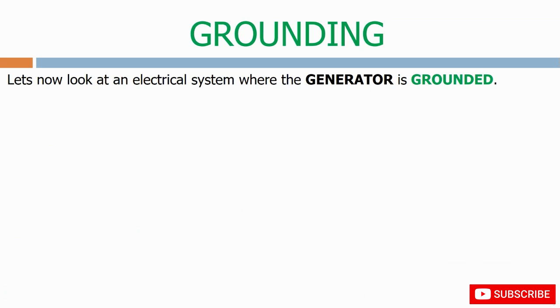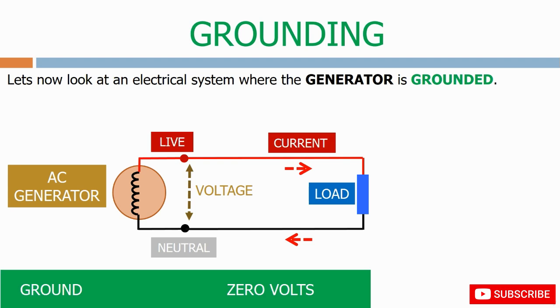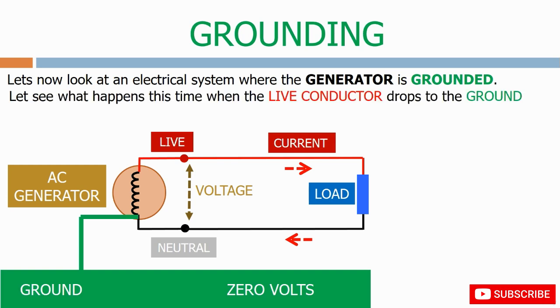Let's now look at an electrical system where the generator is grounded. Here we have the same generator as before with a live and neutral. This time we ground the generator by connecting the bottom of the generator winding, called the neutral point, to the ground system using a solid copper ground rod. Let's see what happens this time when the live conductor drops to the ground.